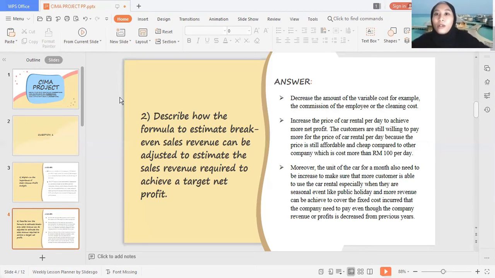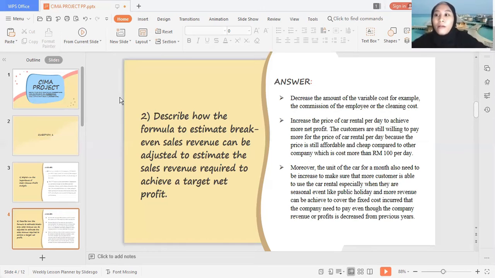166,617. So in order to achieve the target net profit that increased from the previous year, the company needs to decrease the amount of the variable cost. For the first one, for example, the commission of the employee or the cleaning cost. Second, the company can also increase the price of car rental per day to achieve more net profit.